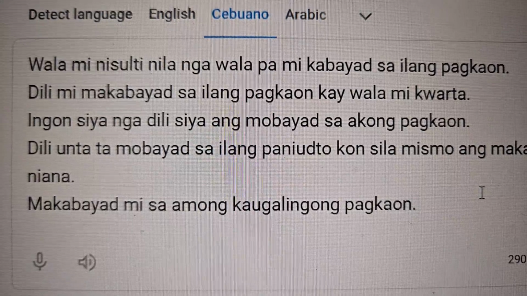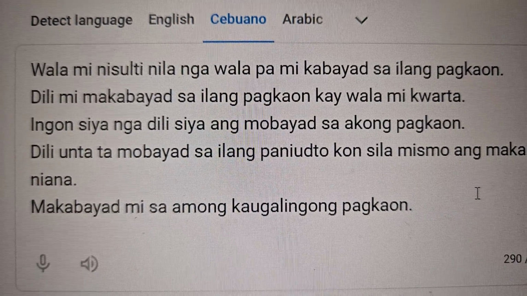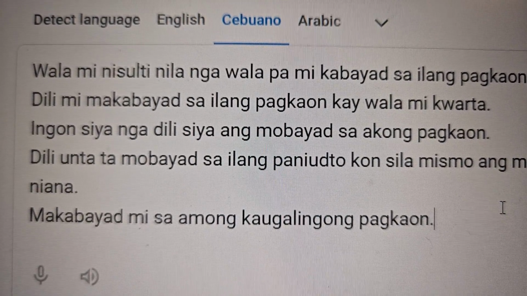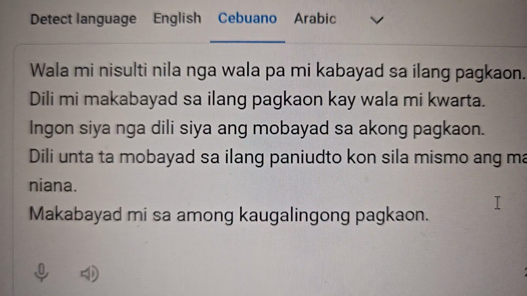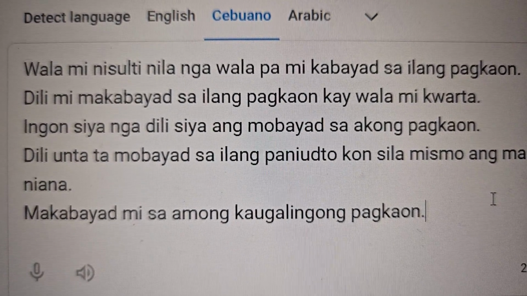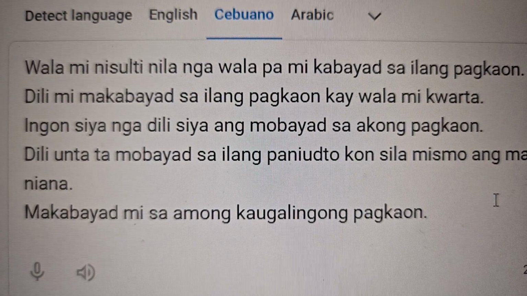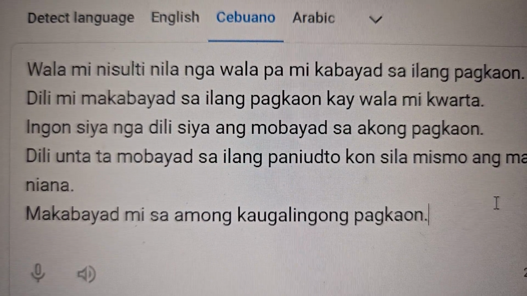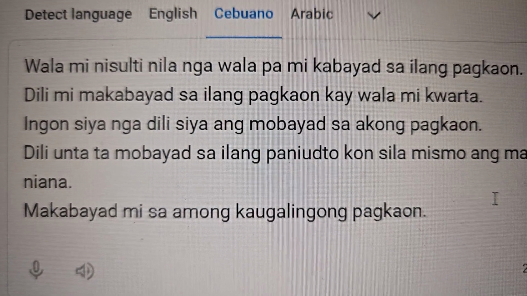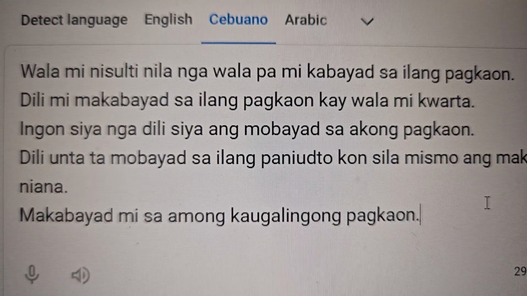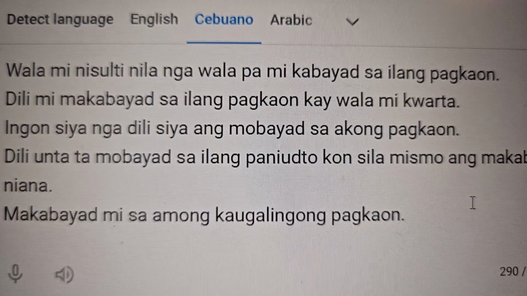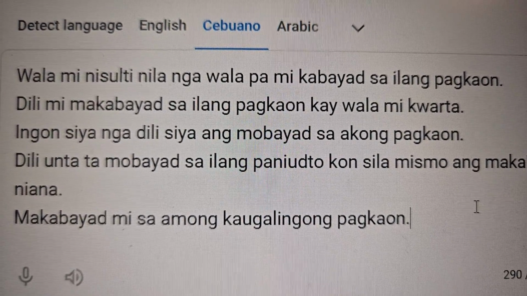Dili mi makabayad sa ilang pagkaon, for their food. We couldn't pay for their food. If we're just reflecting on a story that happened in the past, then we're thinking about something we could do about an issue that was happening at that time. At that time, we couldn't pay for their food. Dili mi makabayad sa ilang pagkaon. Then we see the because. That's why there's a kay. Because we didn't have money.